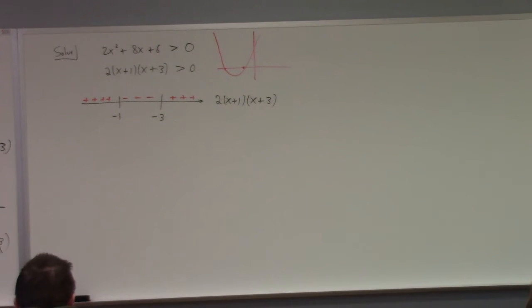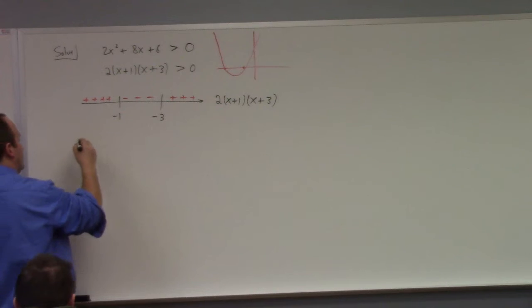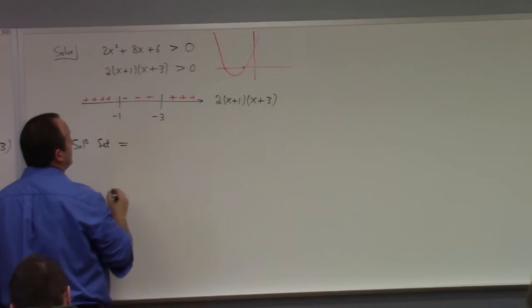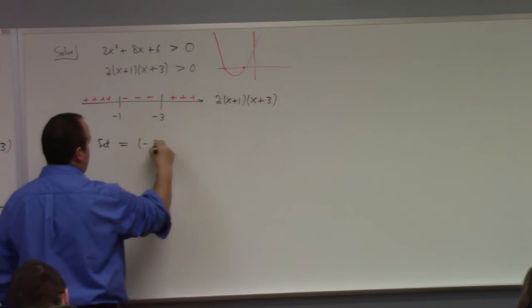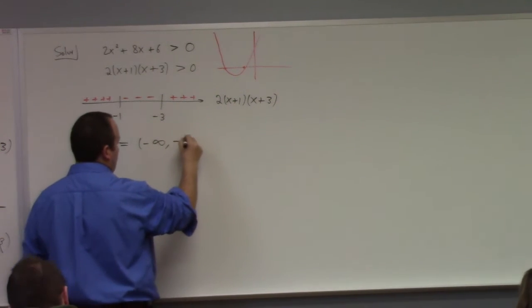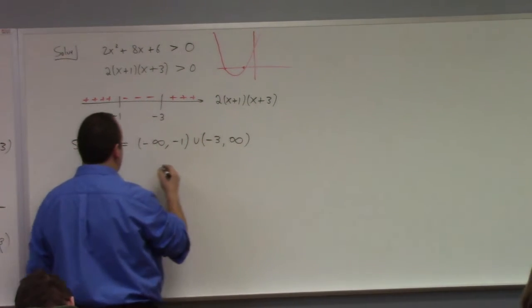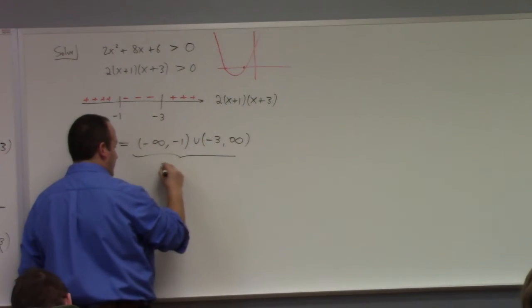So what's the solution to the inequality? Solution set. It is -infinity to -1 not included, unioned with -3 to infinity included. This is interval notation.